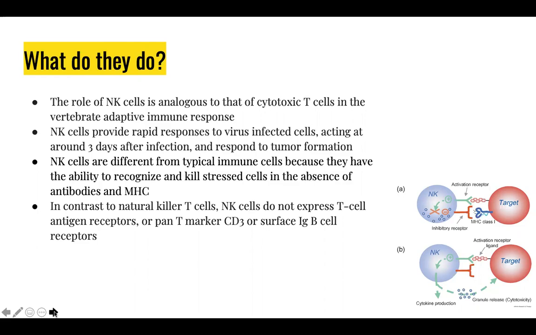In contrast to natural killer T cells, NK cells do not express T cell antigen receptors or the pan-T marker CD3 or surface immunoglobulin B cell receptors. They patrol your blood and lymph looking for abnormal cells and are unique in that they can kill a person's own cells if they have become infected with a virus or have become cancerous.